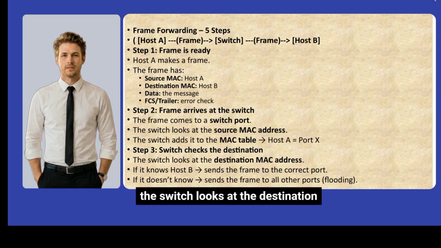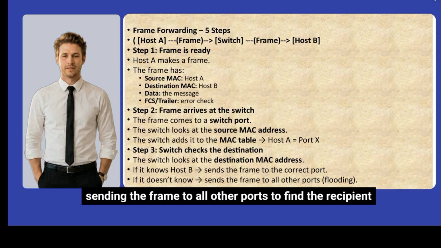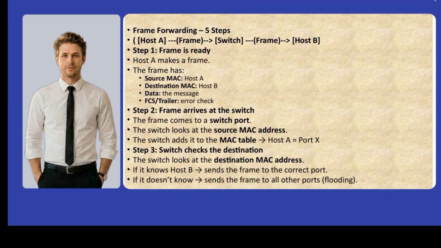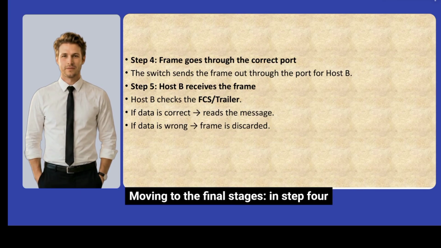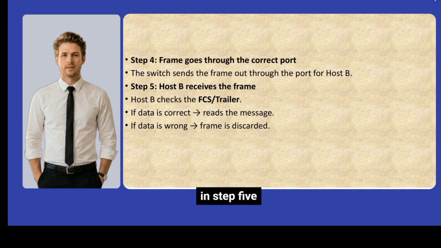In step 3, the switch looks at the destination. If it already has host B in its table, it sends it to the correct port. If it doesn't know where host B is, it performs flooding, sending the frame to all other ports to find the recipient. Moving to the final stages. In step 4, the switch directs the frame out through the specific port associated with host B. Finally, in step 5, host B receives the frame.